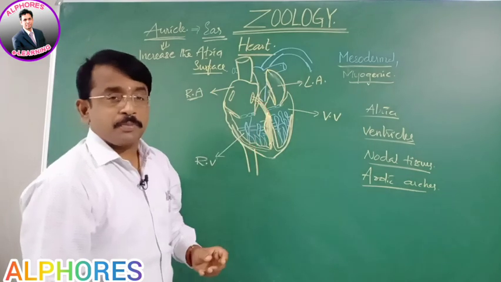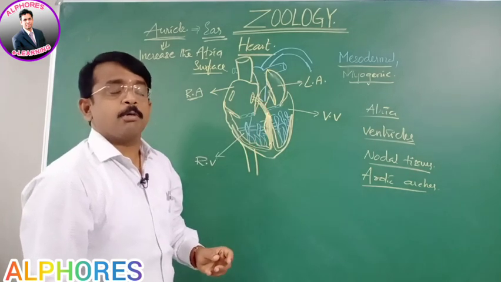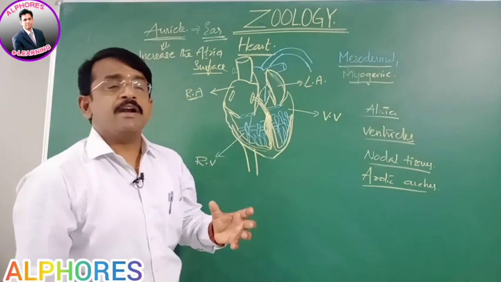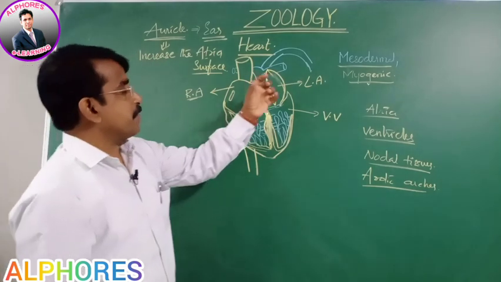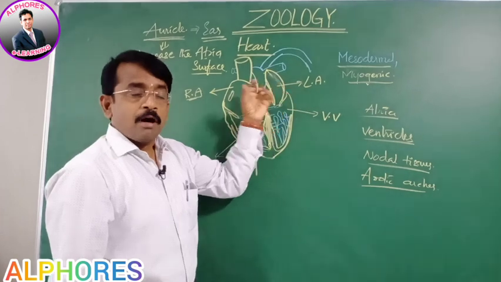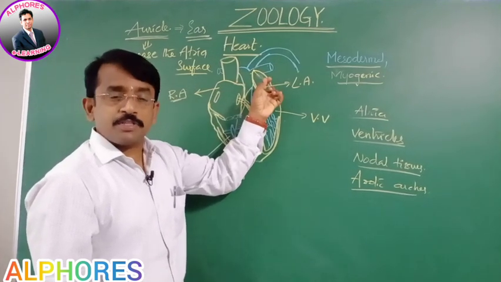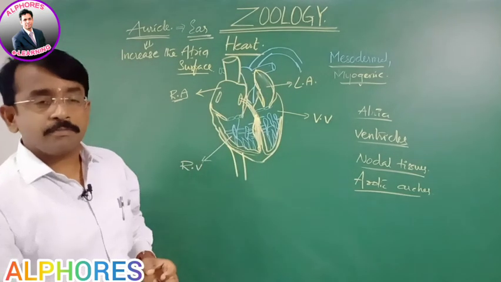The two atria are separated by the interatrial septum into the right atrium and left atrium. The right atrium is larger, whereas the left atrium is smaller. The right atrium receives deoxygenated blood, and the left atrium receives oxygenated blood.